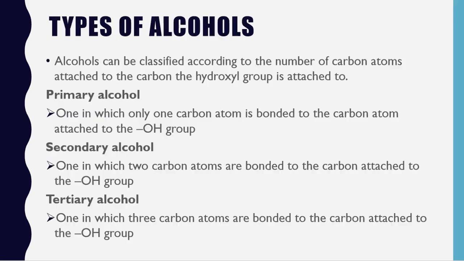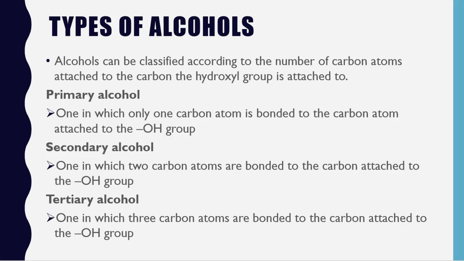So firstly, let's talk about the three different types of alcohols that we have. So the way we name them is according to the number of carbon atoms attached to the carbon that the hydroxyl group is attached to. Now that sounds quite convoluted, and we'll have a look at the written definition first, but it'll certainly make a lot more sense when we have a look at the pictures.